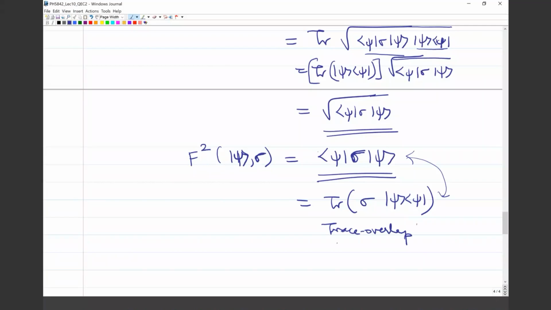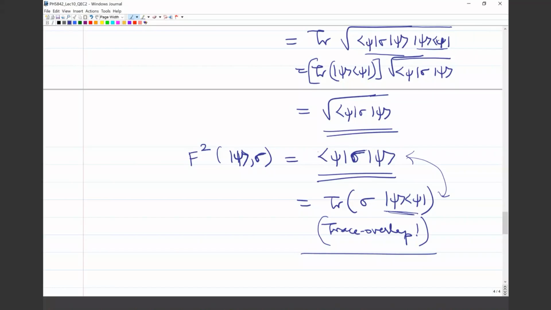And this makes perfect sense: the closeness of this final mixed state with respect to this pure state is nothing but how much of this mixed state has an overlap with the pure state, right? If I were to expand this in the eigenbasis of this mixed state, it's essentially capturing how close each of these eigenstates is with respect to the sigma state, and it's taking a sum of that, right?